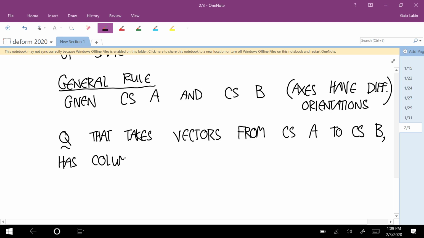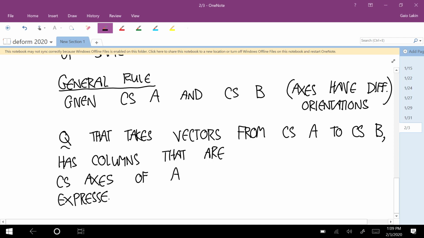has columns, like the matrix columns, that are the coordinate system axes of A expressed in the coordinate system B. Okay, so, I mean, I always remember this as like if you're going from coordinate system A to B, then the columns of the matrix are the axes of A in B, it's A, B, A, B.